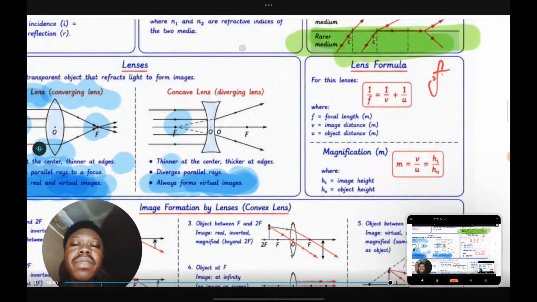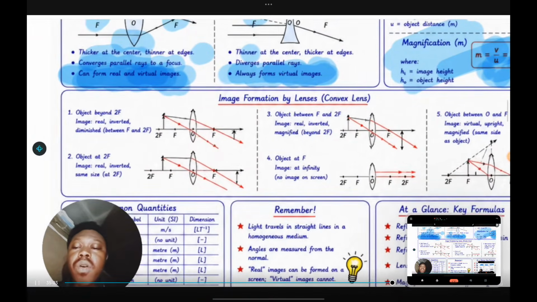Then we have what we call magnification, which is either image distance over object distance or image height over object height. These are your formulas for magnification. Please take note of this. Object beyond 2f, the image becomes real and inverted. It is diminished, between f and 2f. Please take note of all this.